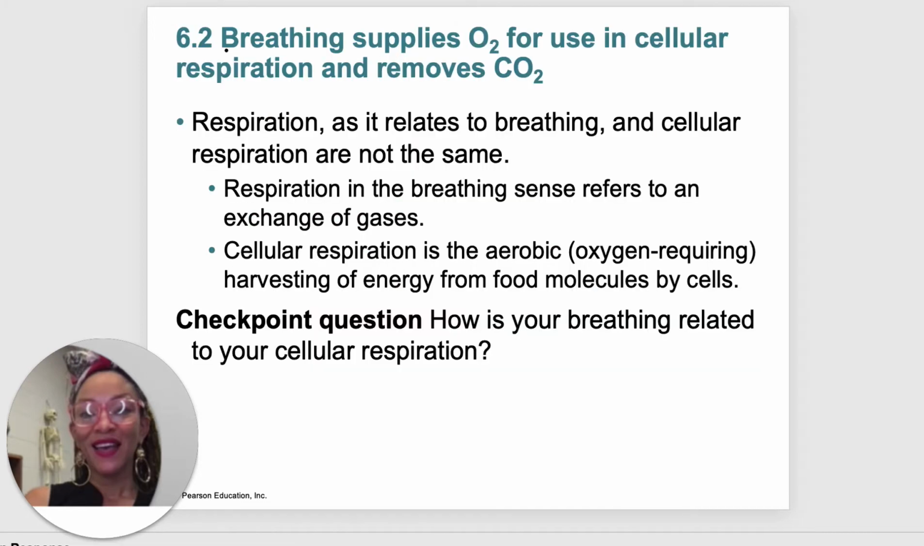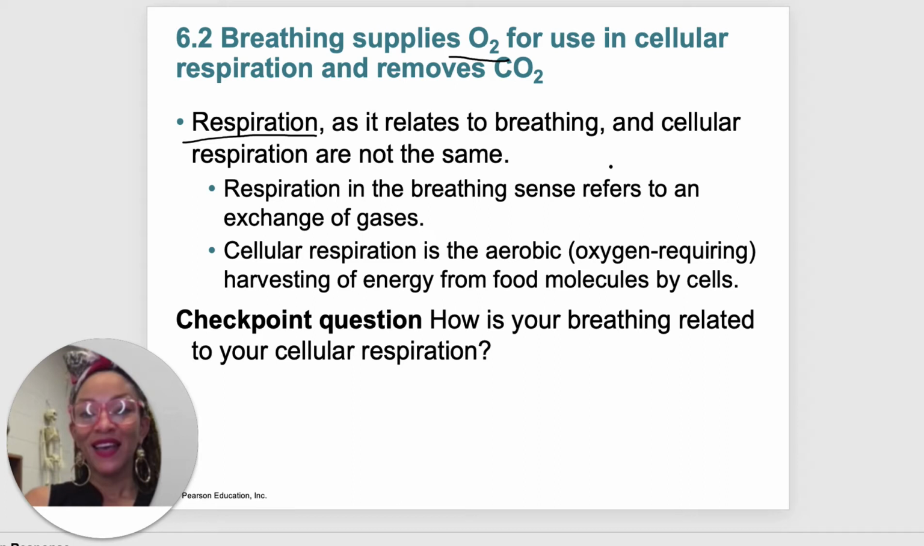All right, so breathing. You might have heard the word respiration before, but breathing supplies oxygen for our cells in cellular respiration and removes carbon dioxide. Remember, we breathe in oxygen, breathe out carbon dioxide. So there is a respiration that relates to breathing, and cellular respiration. These are not the same thing.